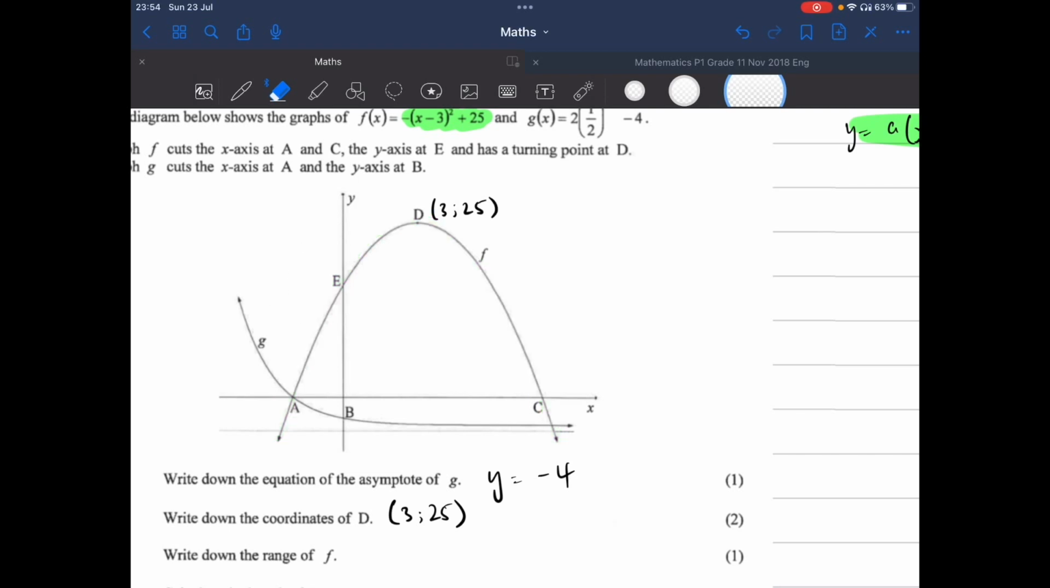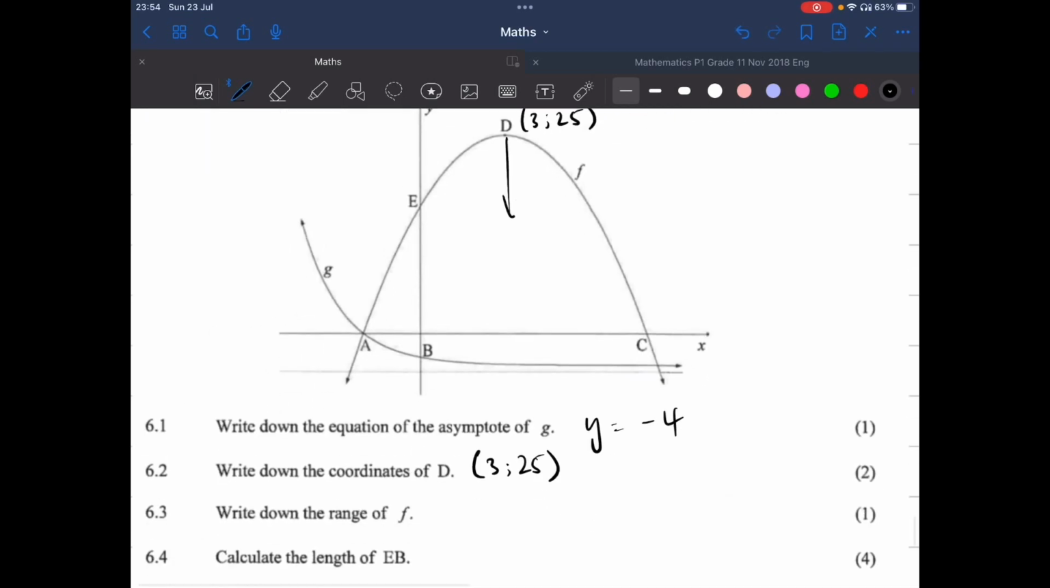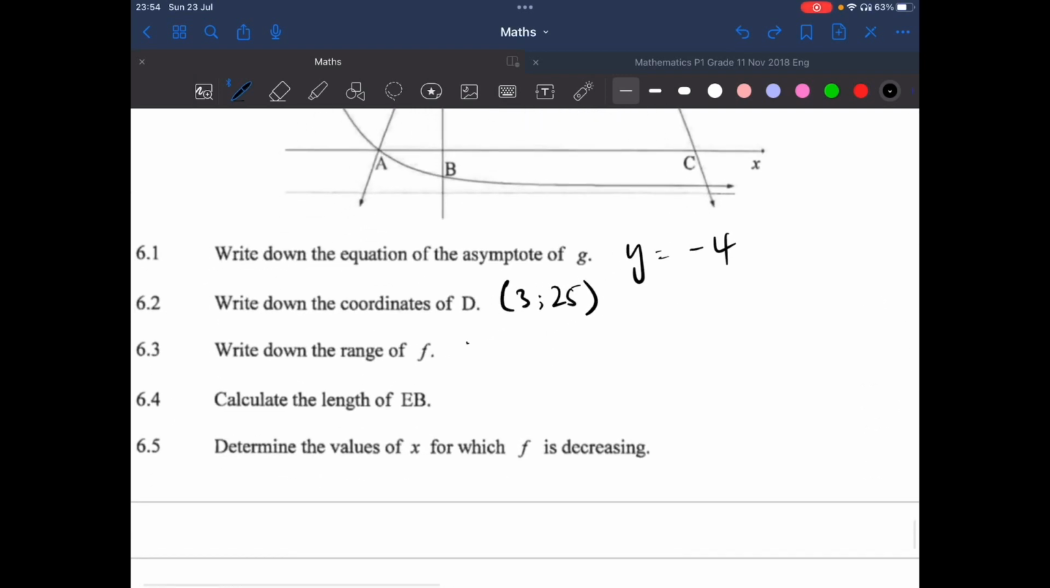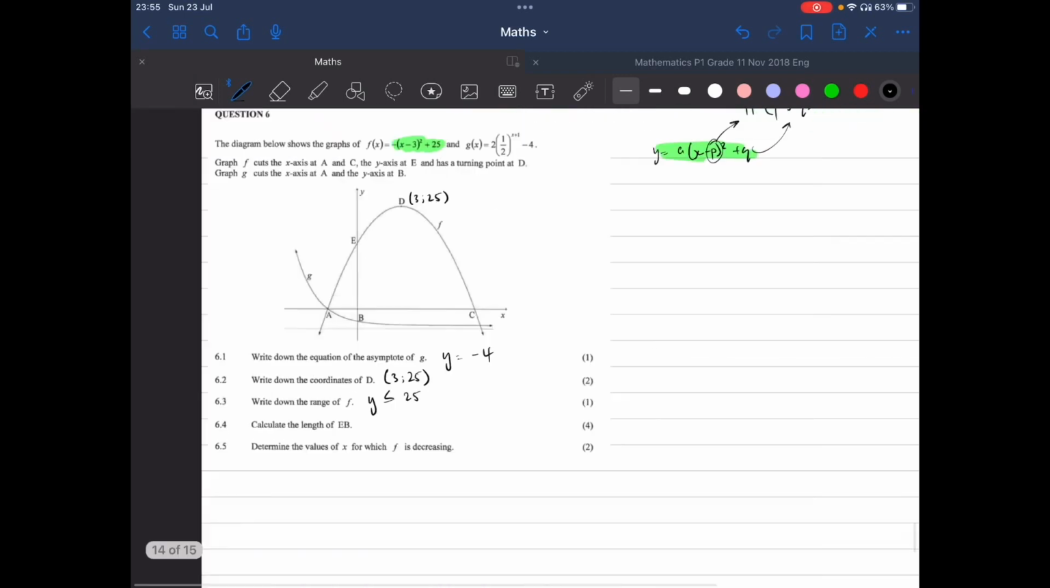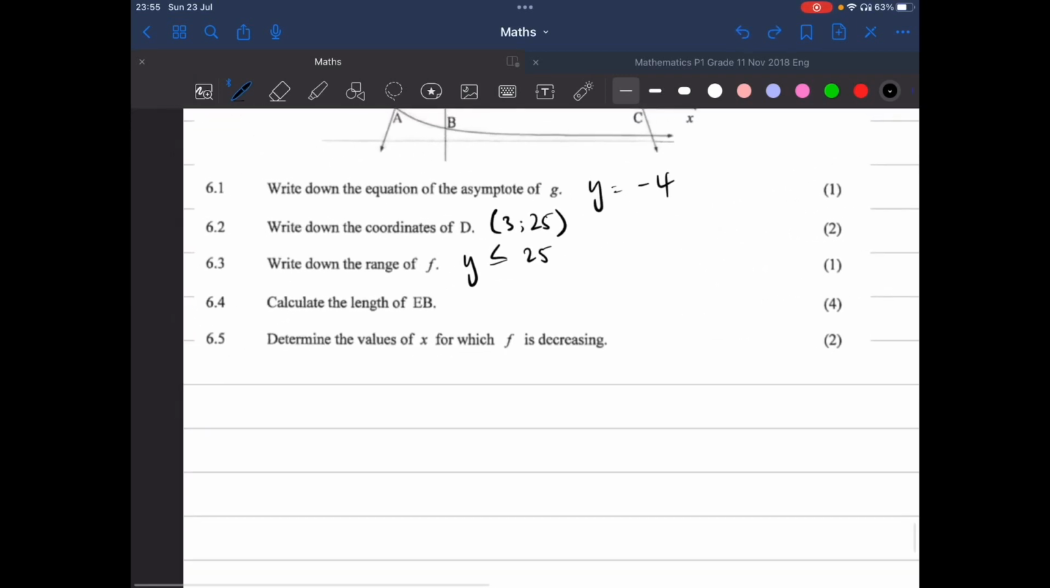Okay, so if you look here, our maximum point is 25, right? You can't go higher than 25, but there's no limit down. You can go infinite. This will carry on to infinity. So that means that our range is that y is less than or equal to 25. Okay, because it can equal 25. That is our turning point, but it can't be greater than that. So it's less than or equal to 25.